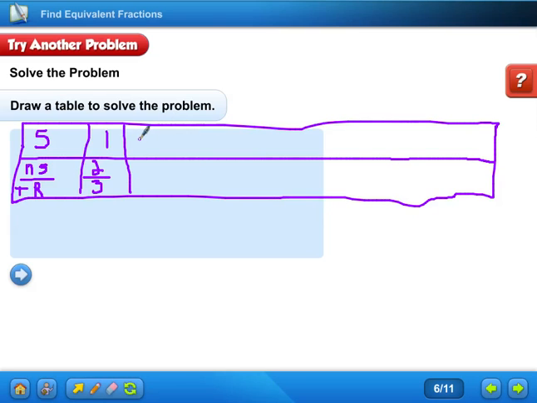That's what the problem said. The next one, if I have 2 scarves, I'm going to have 4, 6. I'm just doubling it. If I have 3, I'm going to have 3 times 2 is 6. 3 times 3 is 9.